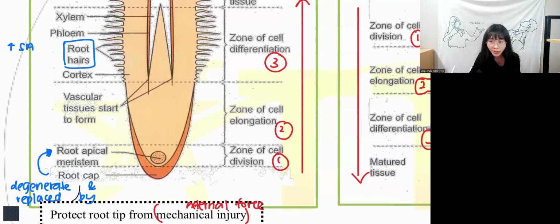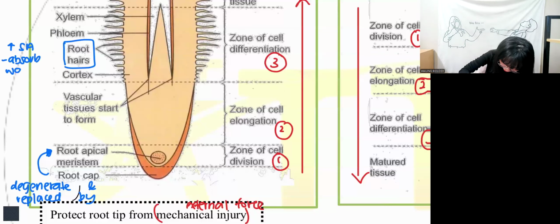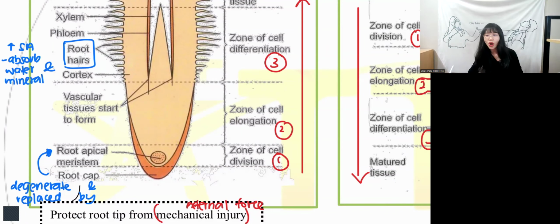Okay, increase surface area. What do they do with increased surface area? What is the function of root hair, guys? Root hair is to absorb minerals, correct? And to absorb water. Very good. So it's to absorb water and mineral. So when surface area increases, more water and more mineral can be absorbed. We call this root hair.